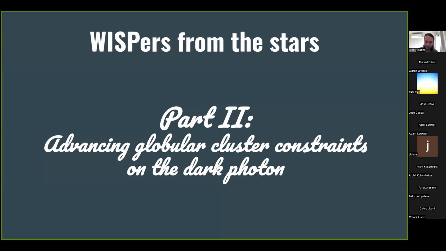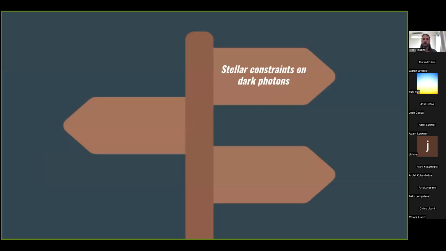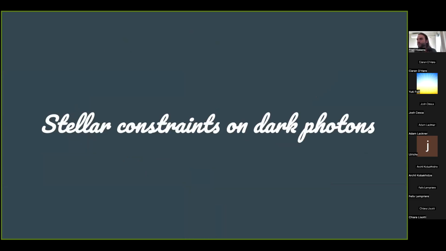So now I want to move on and talk about essentially the idea of taking those constraints we just developed from R and R2 and then applying them to another WISP, the dark photon. And so we'll call this part advancing globular cluster constraints on the dark photon. Again, to cover structure, we'll start by talking a little bit about stellar constraints on dark photons which exist. I'm then going to speak specifically about some interesting effects that dark photons can have on horizontal branch stars. And when that's covered, we can then talk about the limits you get on dark photons from R and R2.